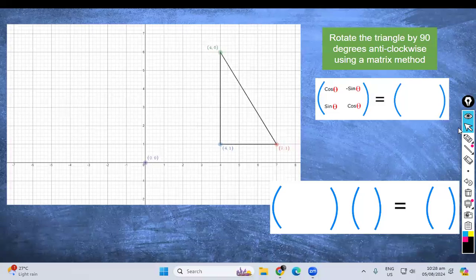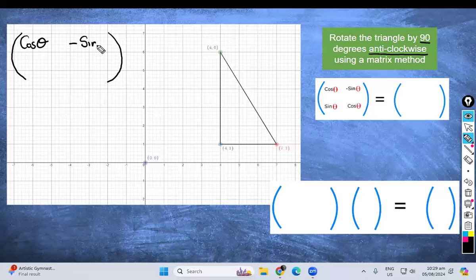I'll write it a little bit bigger here, right? So if the examiner asks you to rotate a shape by 90 degrees and they say anti-clockwise, you go back into your memory and you remember cos theta, minus sine theta, positive sine theta. By the way, it's cosine theta. Cos is short for cosine.